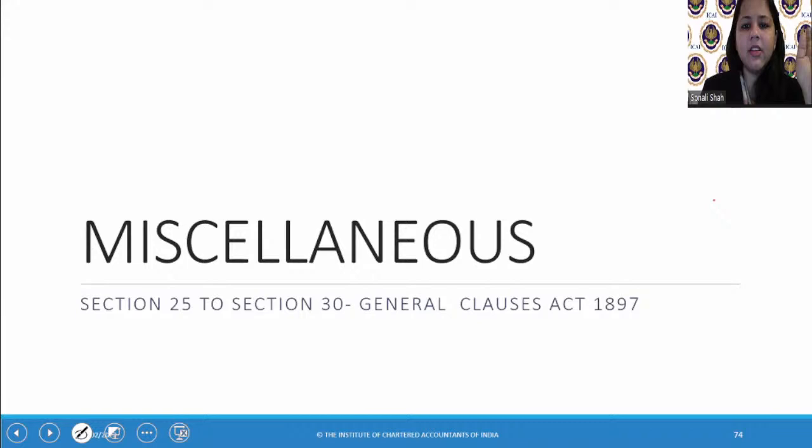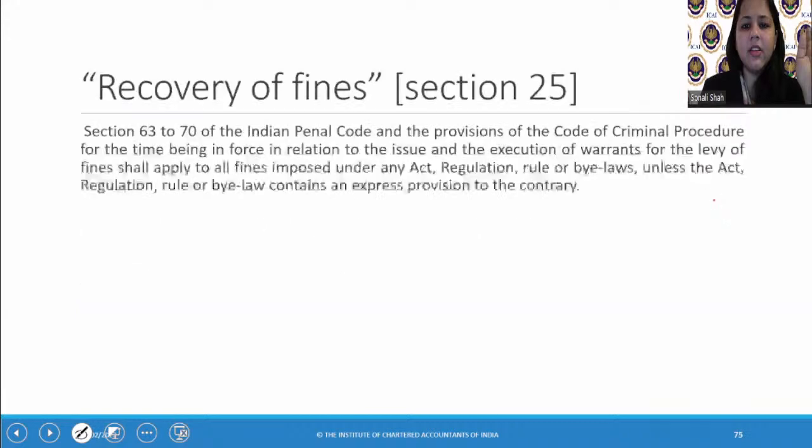Next thing that we talk about is sections 25 to 30, which talks about recovery of fines. So wherever a fine has to be recovered as per the Code of Criminal Procedure, then this section 25 comes into force.